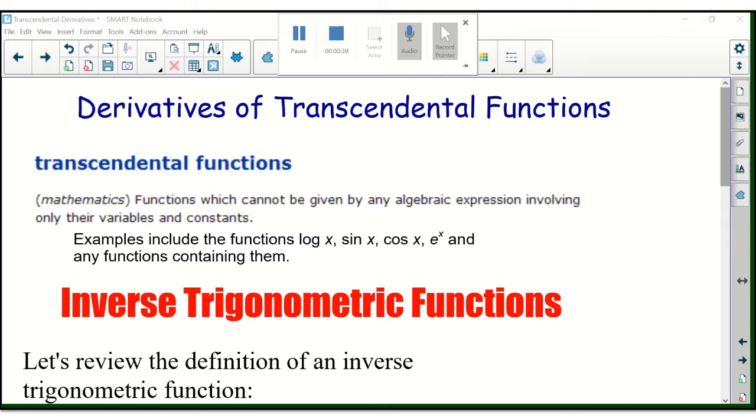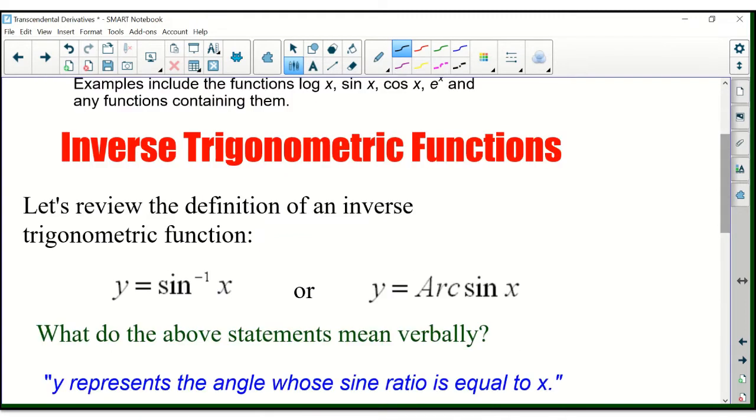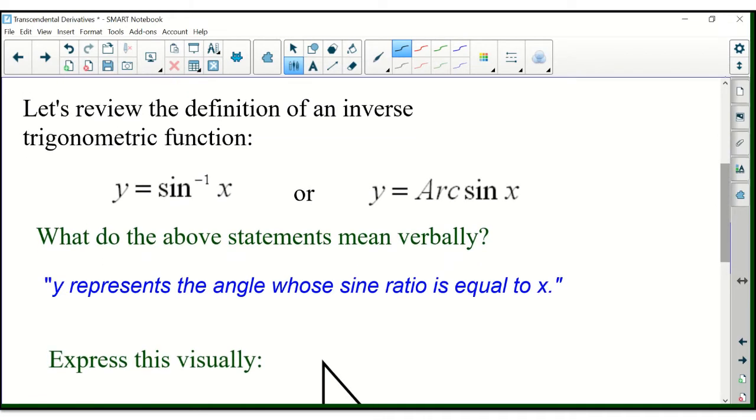So inverse trig functions, just to refresh your memory on the notation of them, there's two ways you'll see inverse trig functions written, either as sine to the exponent -1, which means inverse sine, or you may see the word arc written below, referring to arc functions. So we should at this point know what an inverse trig function means. Again, I'm not teaching you inverse trig functions, I'm teaching you how to take the derivative of them.